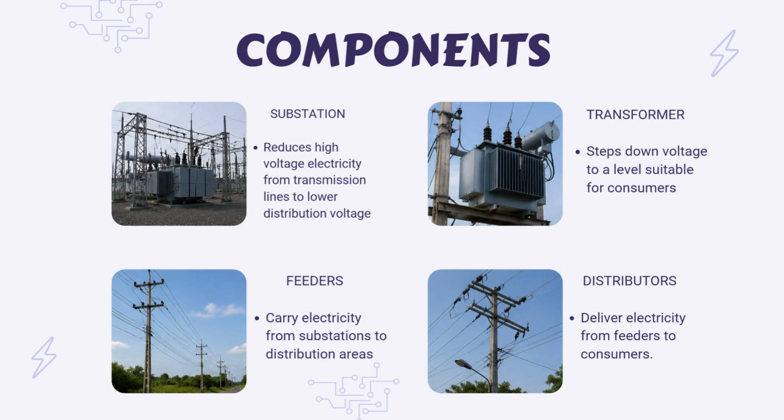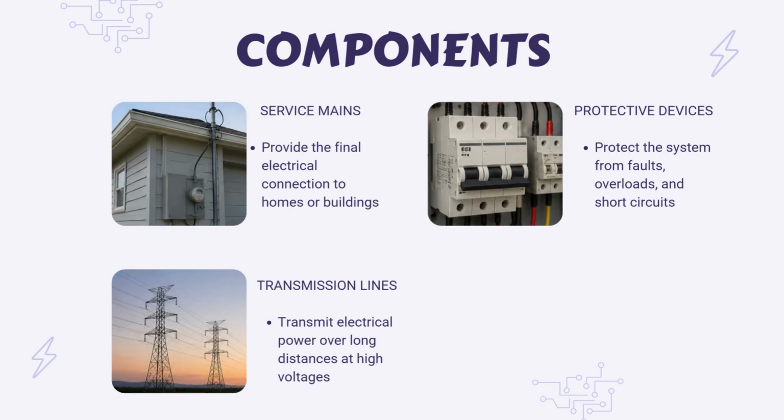Now we have distributors. Distributors are lines that deliver electricity from feeders directly to consumers, and many homes and buildings are connected to distributors for power supply. Next, we have service mains, which are the final connection between the distribution system and consumer. They provide electricity directly to houses, offices, or other buildings.